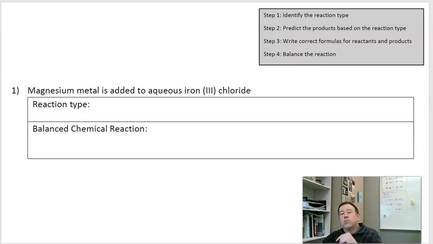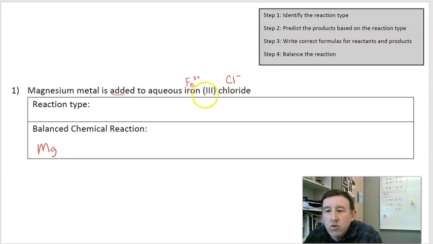So, numero uno, right? We have magnesium metal. Okay? That looks like this. It does not need a subscript because it's by itself and it's not one of the Brinkerhoff elements. It's added to aqueous iron 3 chloride. So that means that this is iron 3, so I'm going to write a little 3 plus there, and chloride, which is chlorine ions. We know that's a -1 based on the periodic table.